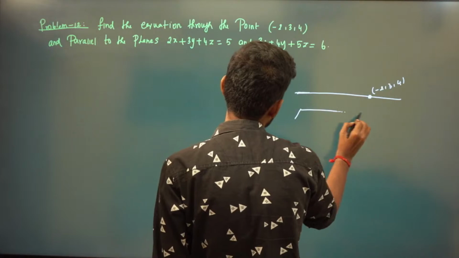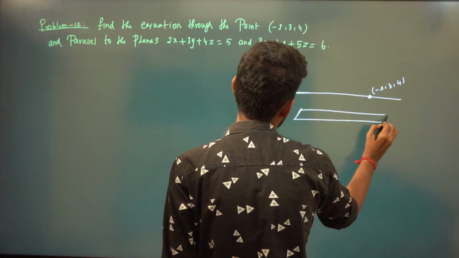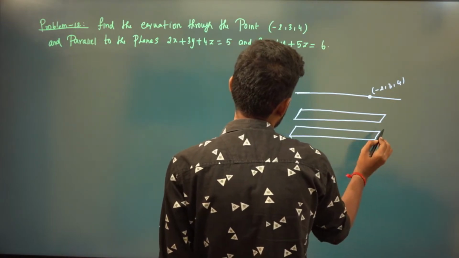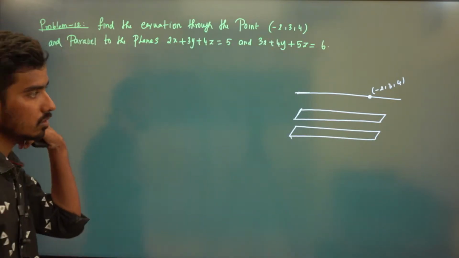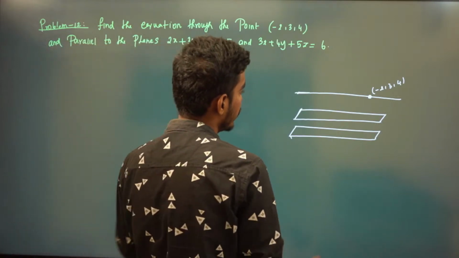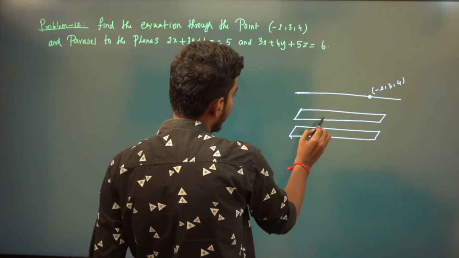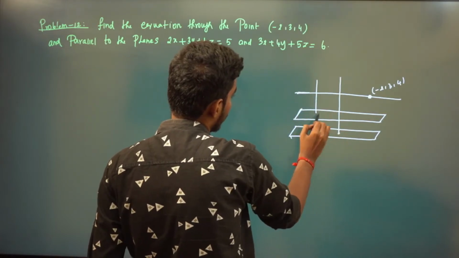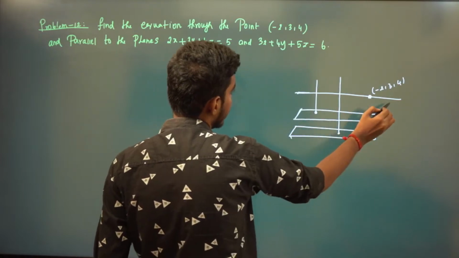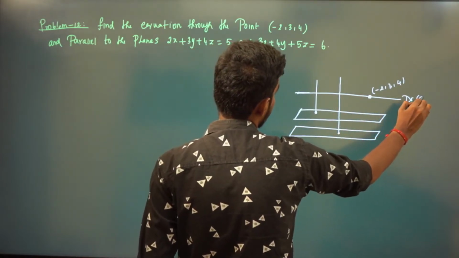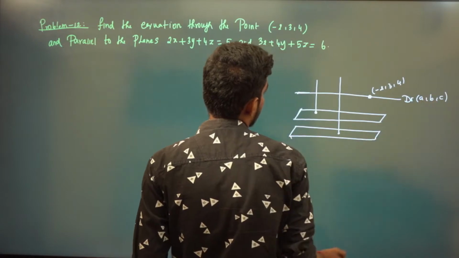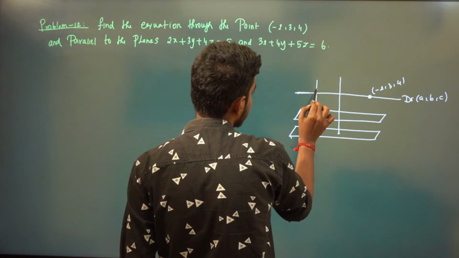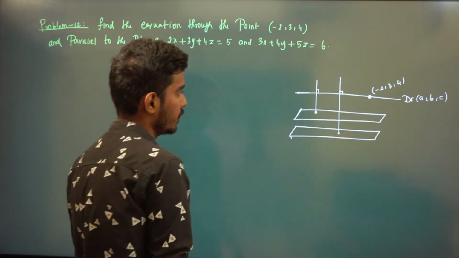So we have two planes and the line should be parallel to both the planes, right? So that means very easy, right? If it is parallel to both the planes, it is perpendicular to the normal of each plane. Let us say the line has direction ratio a comma b comma c. That means they are perpendicular, right? So this normal and this are perpendicular.